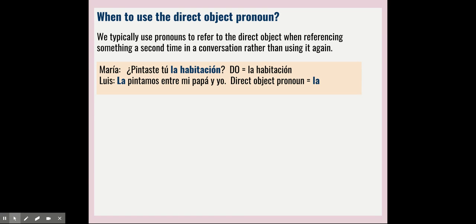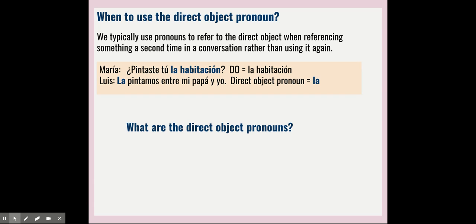So when to use direct object pronouns? We typically use pronouns to refer to the direct object when referencing something a second time in a conversation rather than using it again. So let's take a look. María, ¿pintaste tú la habitación? The direct object is la habitación. Luis, la pintamos entre mi papá y yo. The direct object pronoun is la.